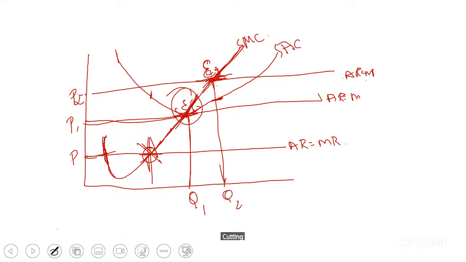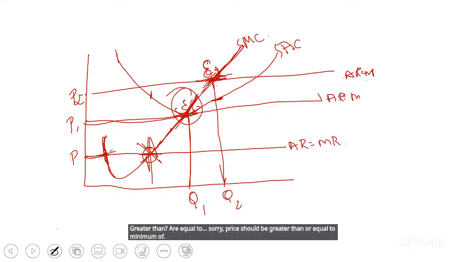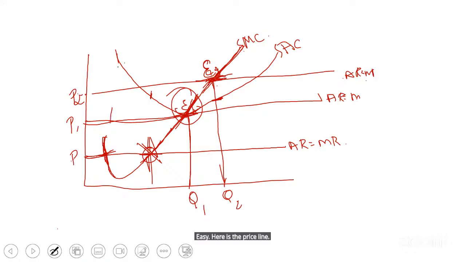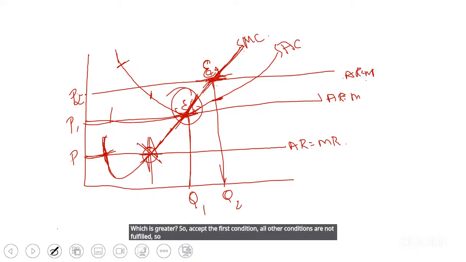Cutting from above. So the third condition is not fulfilled. Fourth one: price should be greater than or equal to the minimum of AC. Here is the price line and here is the AC line. Which is greater? AC. So except for the first condition, all other conditions are not fulfilled. So this is also not an equilibrium point.